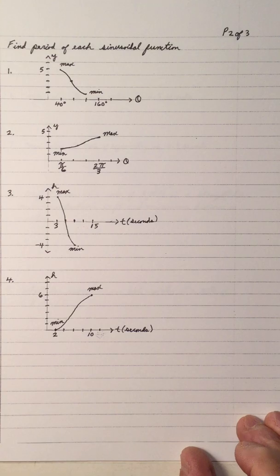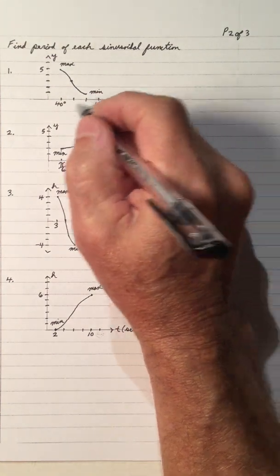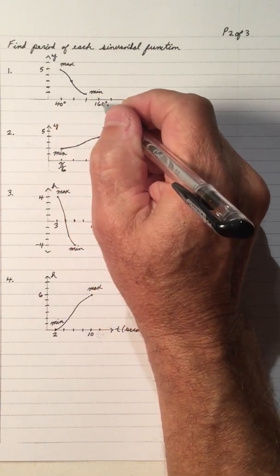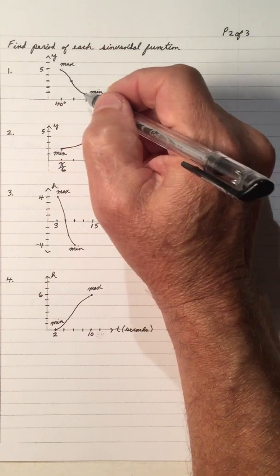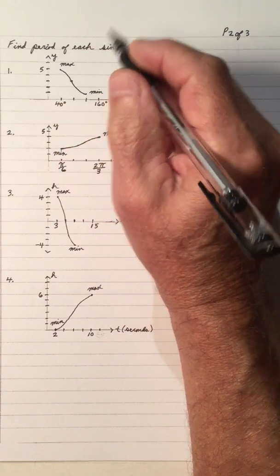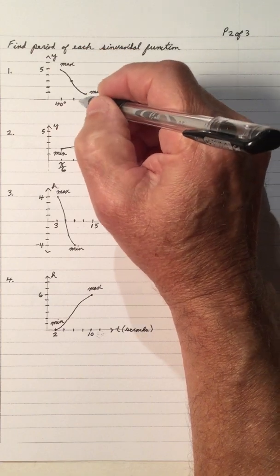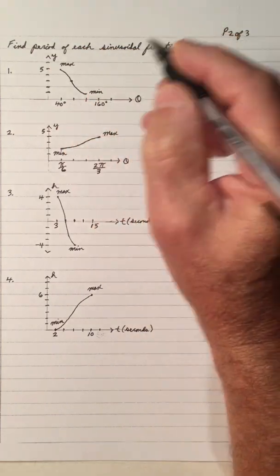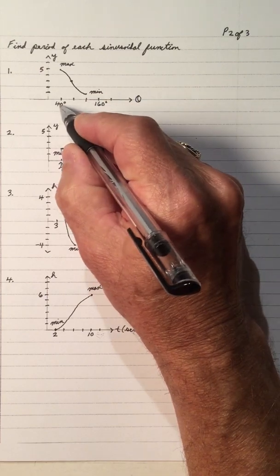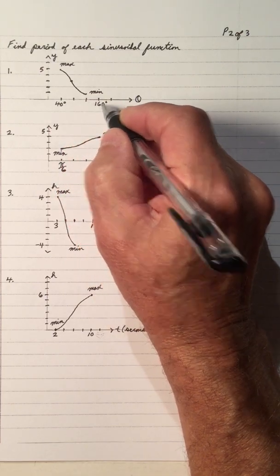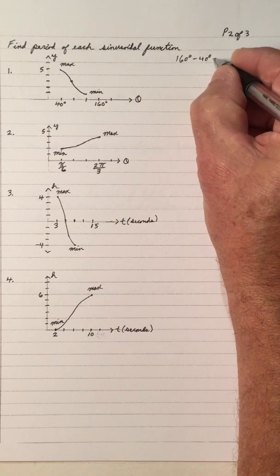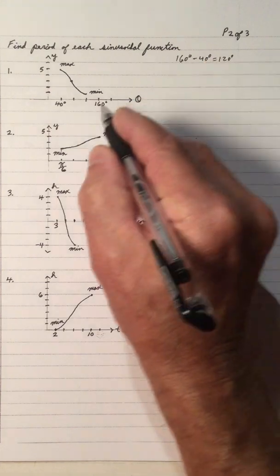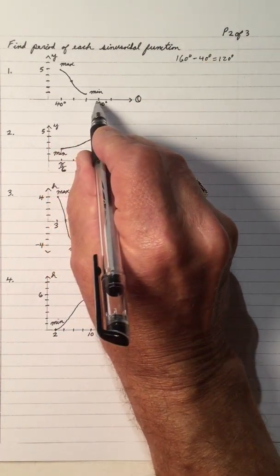Find the period of each sinusoidal function. Number 1, we have theta from 40 to 160 marked on the scale here, and we have a maximum and a minimum point. So the period is the number of degrees. So if this is 40 to 160, then 160 subtract 40 gives 120 degrees. So from here to here is 120.